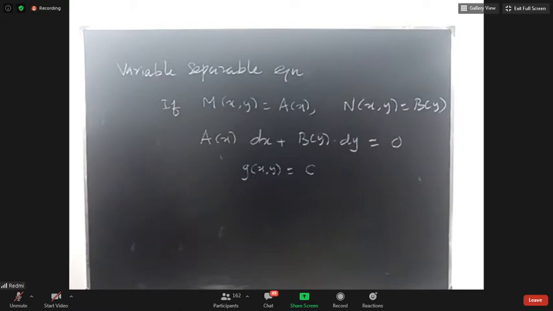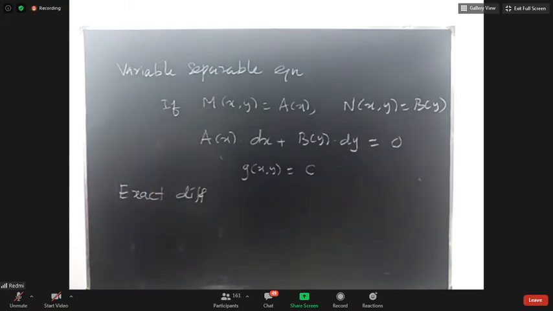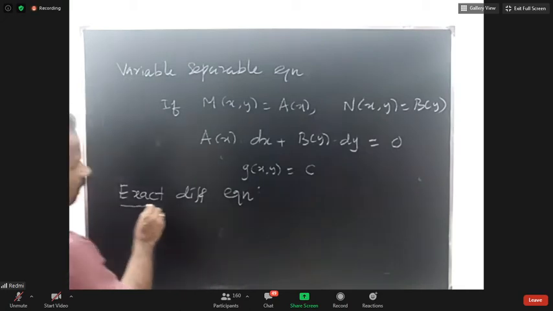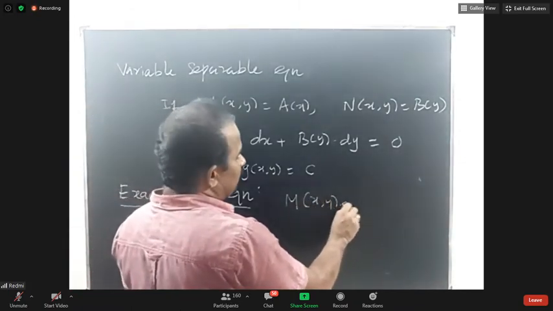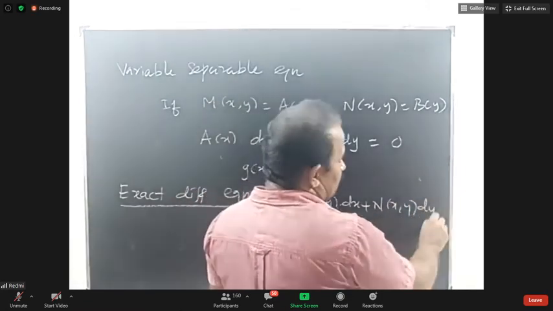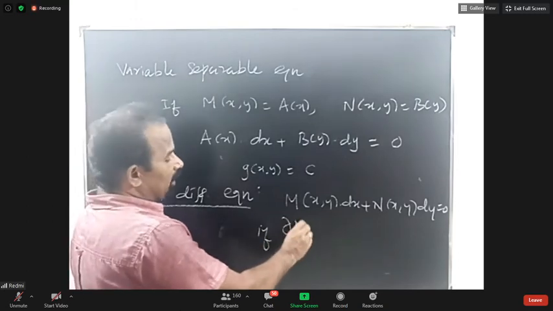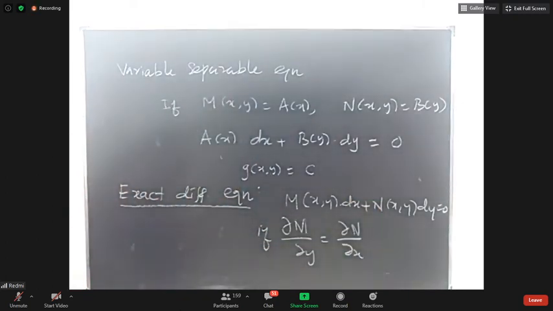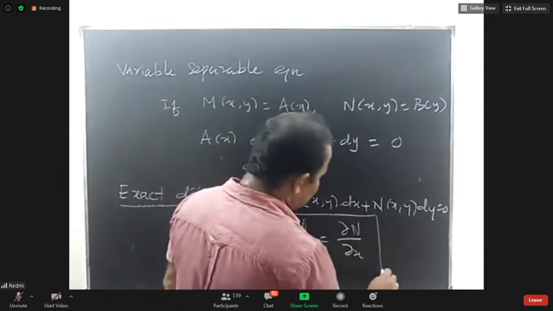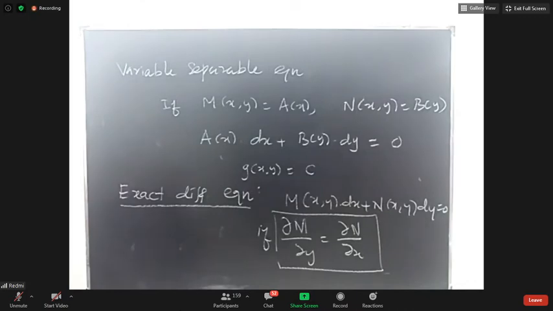Then one more important thing is the exact differential equation. Suppose the differential equation M(x, y) dx plus N(x, y) dy is equal to 0. We say that this equation is an exact differential equation if dou M by dou y is equal to dou N by dou x. If it satisfies, then this equation is called an exact differential equation.